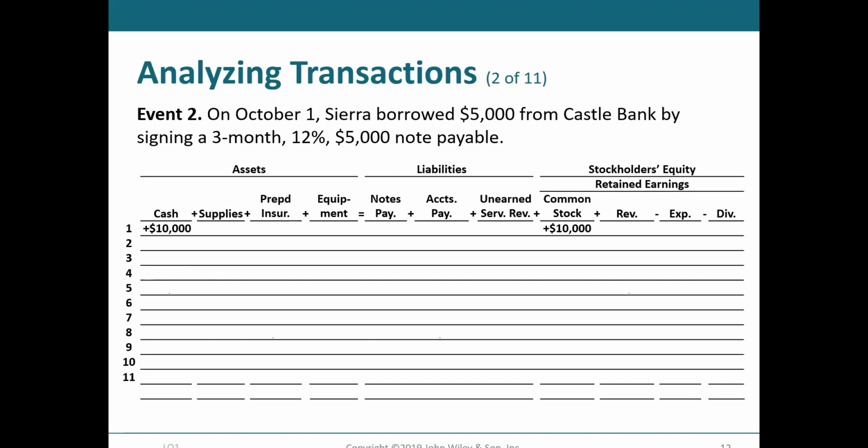Sierra borrowed money by signing a note. 12%. Wow. I wish someone would pay us a 12% rate, huh? 3 month, 12% note payable. Now, Sierra borrowed the money from Castle Bank. So we're Sierra. We borrowed $5,000. So our cash went up and the debt went up as well. The liability. We're in balance.